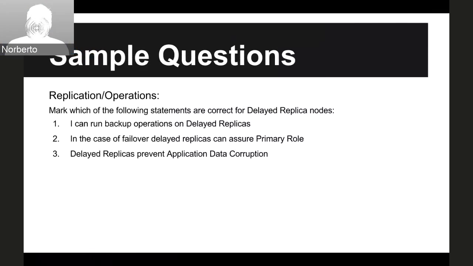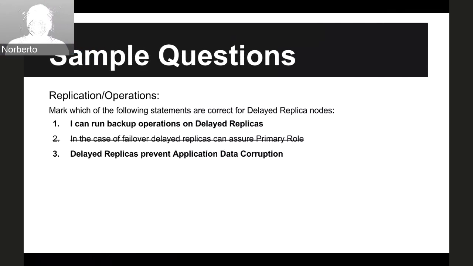So as some of you are already saying, 1 and 3 are correct. That's all correct except 2. Okay. So why? Well, if I have a delayed replica, I will not allow that replica to become a primary.